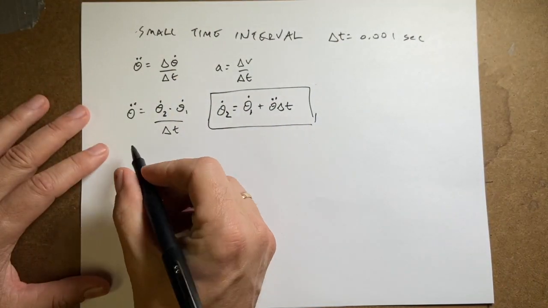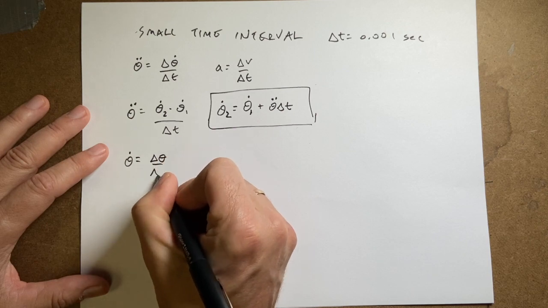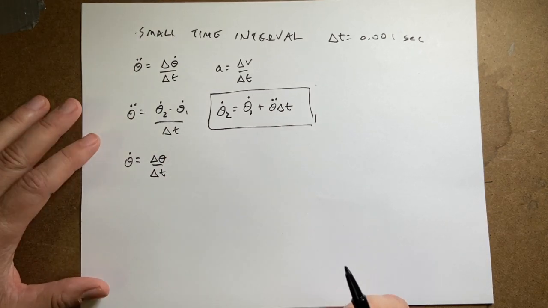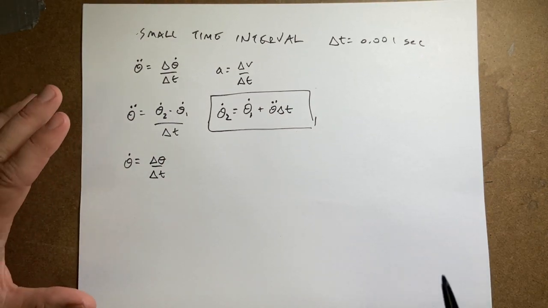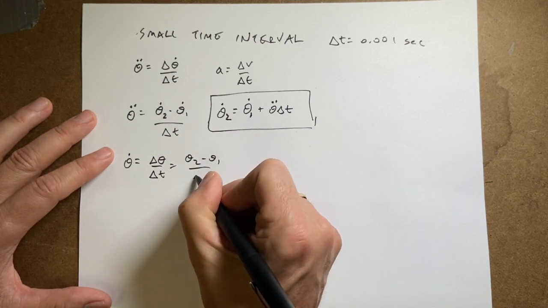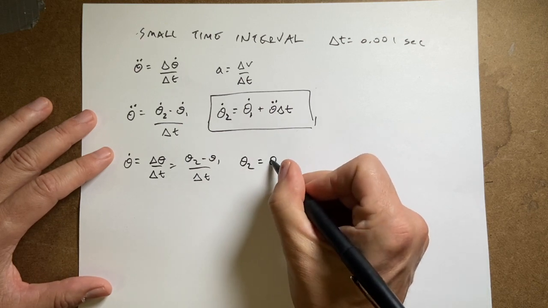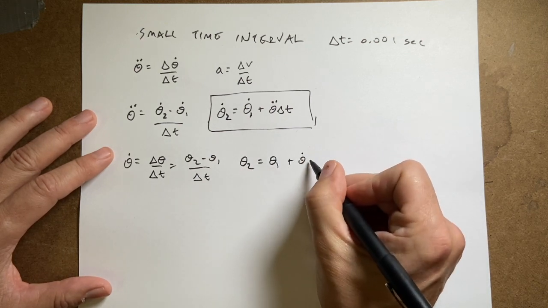So let's do the same thing. Let's say theta dot equals delta theta over delta t, which is not true, okay? But we're just pretending like it is. So I can write that as theta 2 minus theta 1 over delta t. And I can solve again. I get theta 2 equals theta 1 plus theta dot delta t.